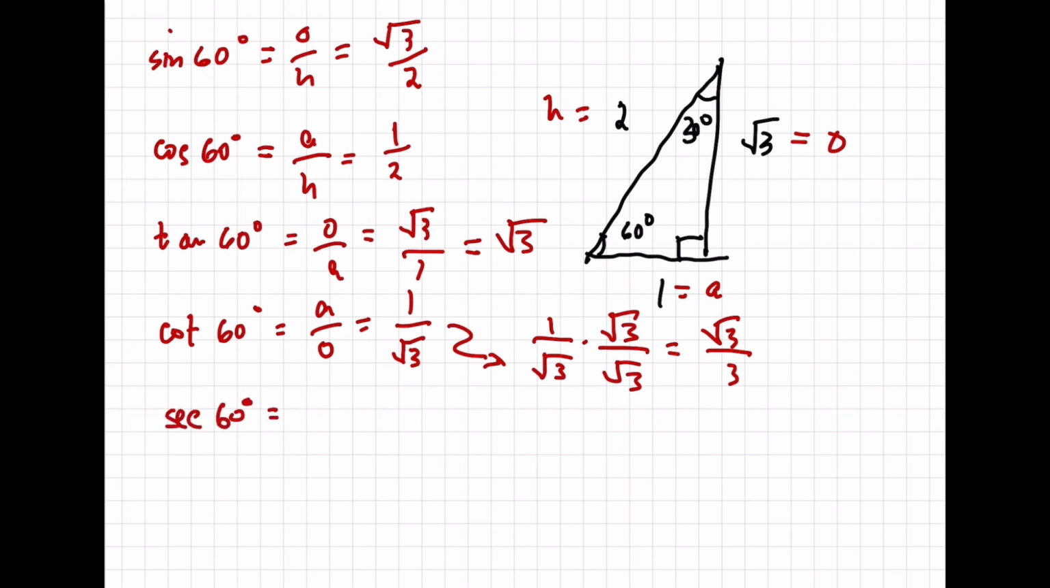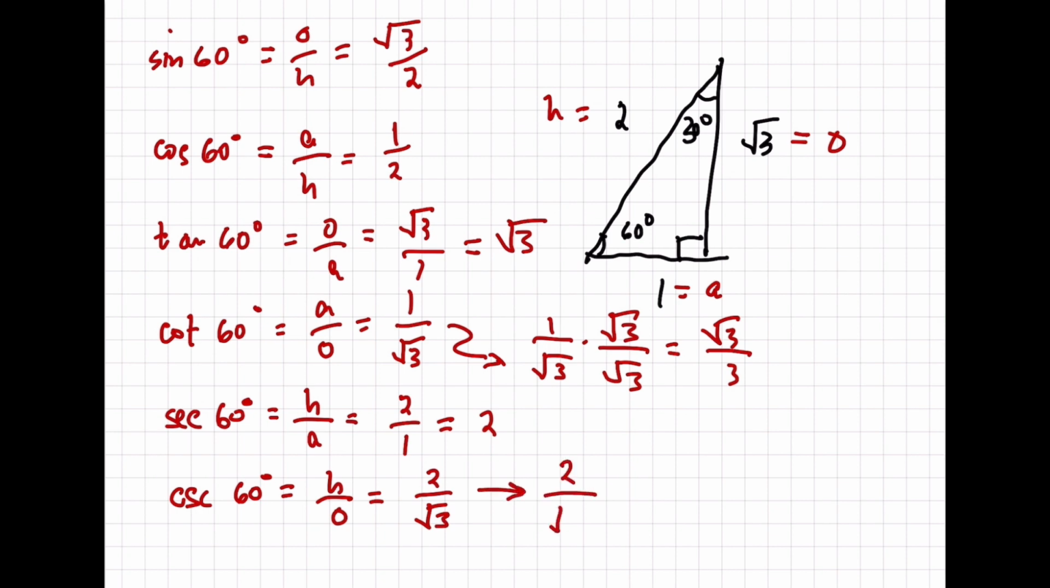Secant is the reciprocal of cosine. So that's h over a. Hypotenuse is 2. Adjacent is 1. So 2. And lastly, for our cosecant, that's h over o, or 2 over square root of 3. Now what do we do here again? You multiply both by square root of 3. So that becomes 2 square root of 3 over 3. So again, that's it. You already have the 6 trigonometric functions for the angle 60 degrees.